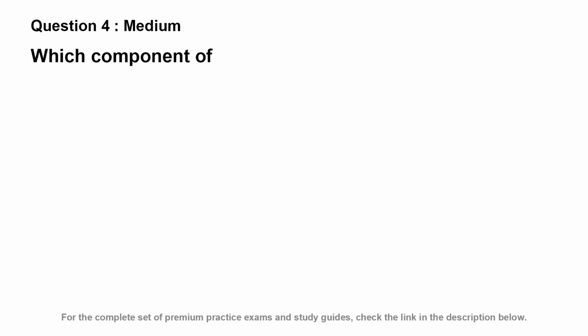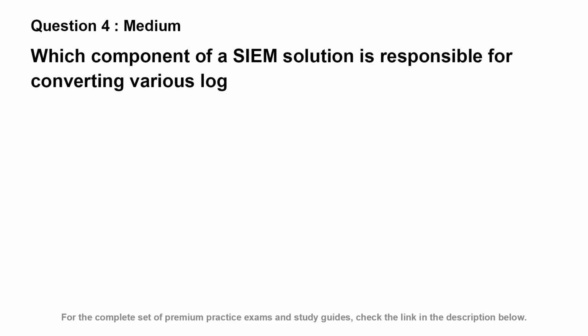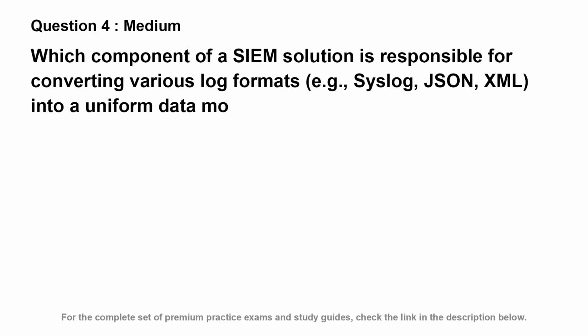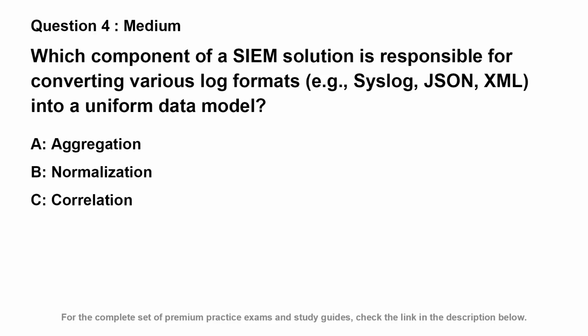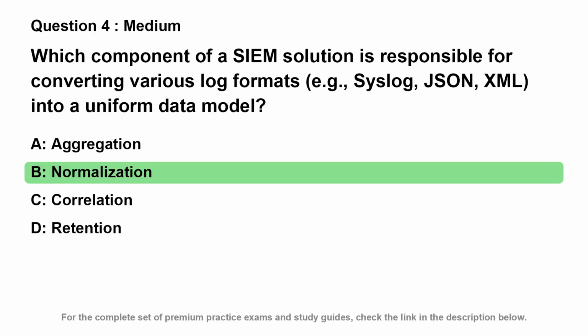Which component of a SIEM solution is responsible for converting various log formats, for example syslog, JSON, XML, into a uniform data model? Option A, aggregation. Option B, normalization. Option C, correlation. Option D, retention. The correct answer is B.